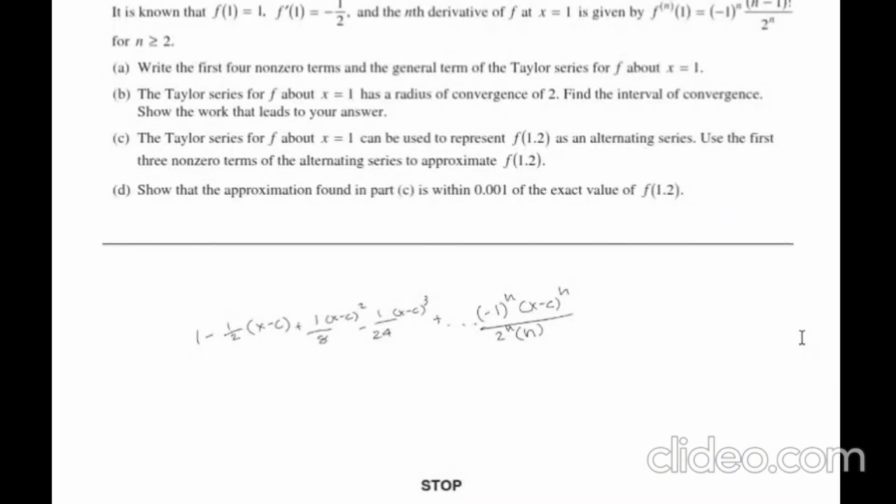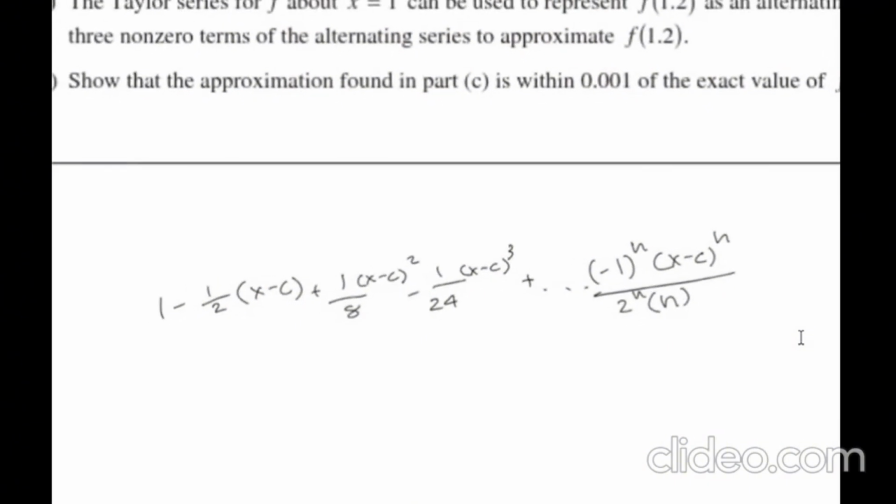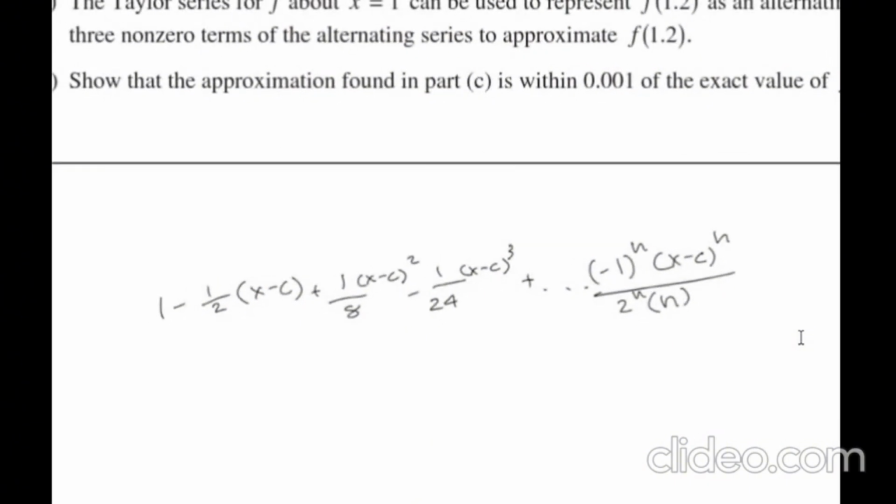Okay, so for part C, even though it might look a bit confusing, or at least it confused me at first, if you look at it, it says the Taylor series for f about x equals 1 can be used to represent f of 1.2 as an alternating series. Use the first 3 non-zero terms of the alternating series to approximate f of 1.2. Now, if we look, I just pulled this back from the previous, I think this was question 1. So here we wrote the first 4 non-zero terms along with the general term.